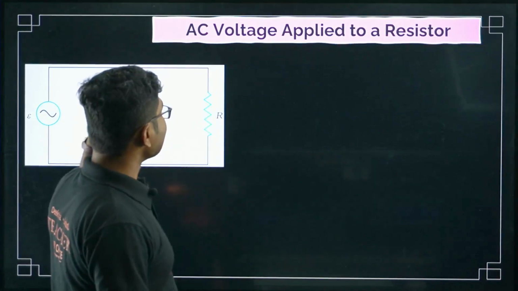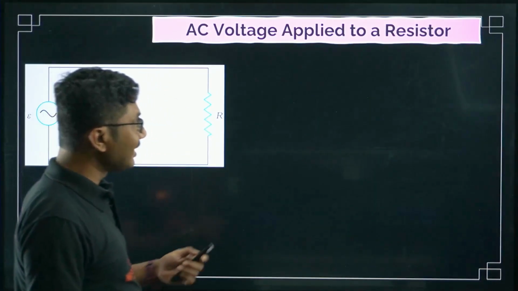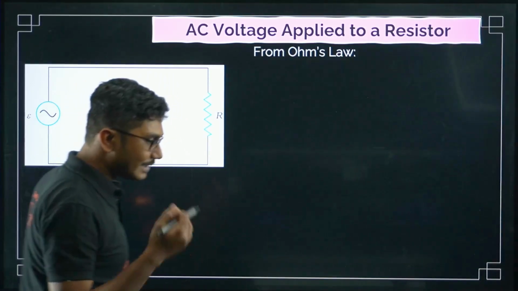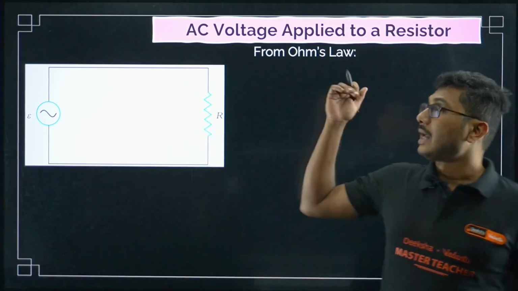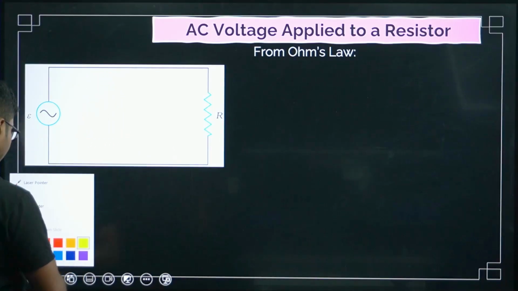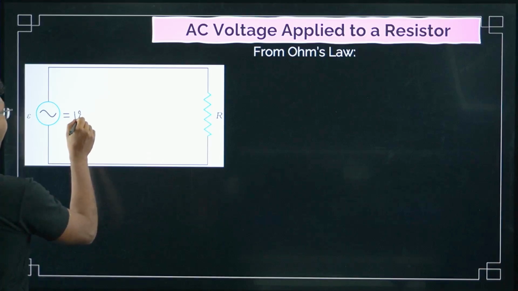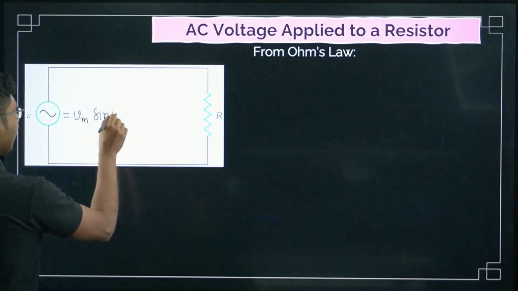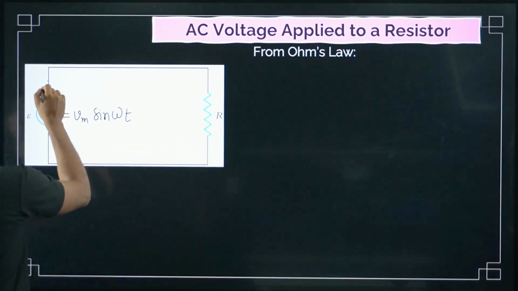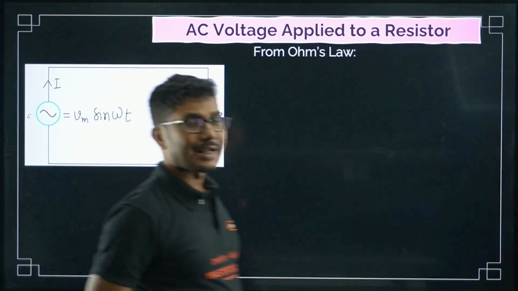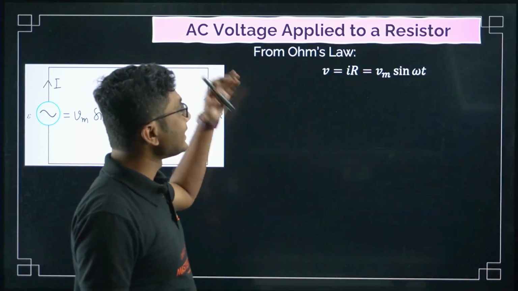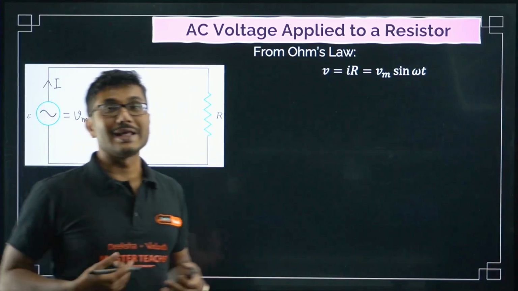Now let us look into AC voltage applied to a resistor. If you apply AC to a resistor, what will happen? We have seen that in DC, V is equal to IR, Ohm's law. What will happen to Ohm's law in case of AC? AC voltage is represented by Vm sin omega t. In case of DC, we could calculate the current. Here also we have a current I, and we are trying to find this current I when we apply this voltage Vm. The same Ohm's law will be valid for AC voltage as well.